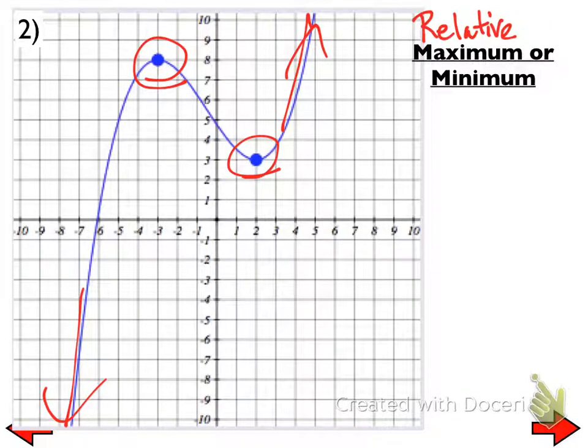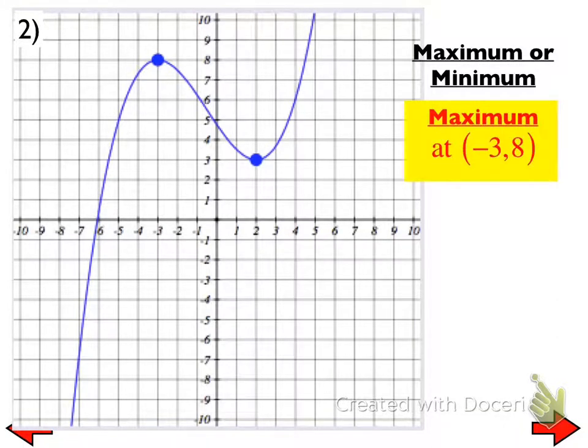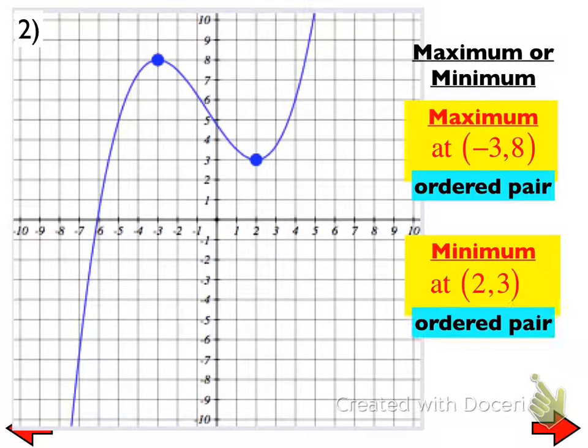So that means that there is a maximum. It's a relative maximum, and the relative maximum is at the ordered pair (-3, 8). And the relative minimum is at (2, 3). Okay?